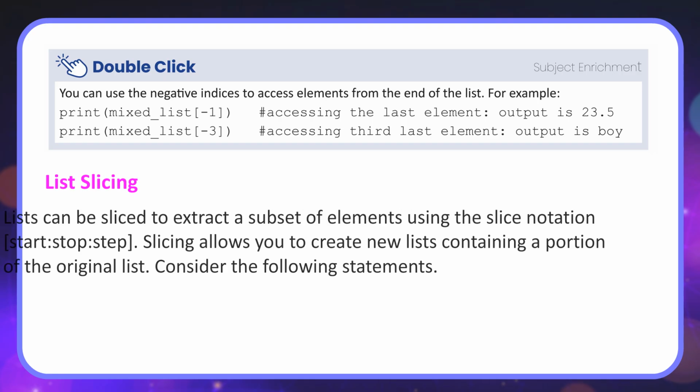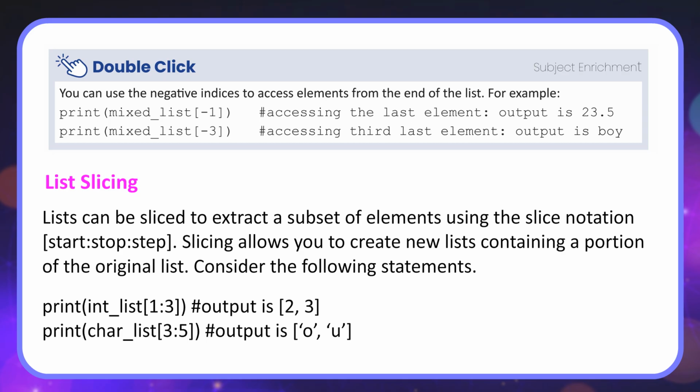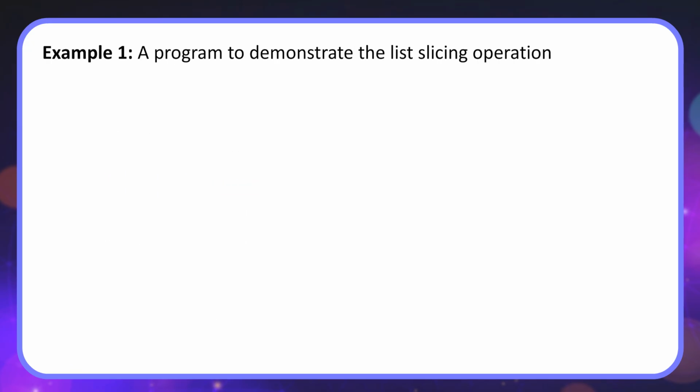List slicing. Lists can be sliced to extract a subset of elements using the slice notation start:stop:step. Slicing allows you to create new lists containing a portion of the original list. Consider the following statements. print(int_list[1:3]): output is 2, 3. print(char_list[3:5]): output is o, u.